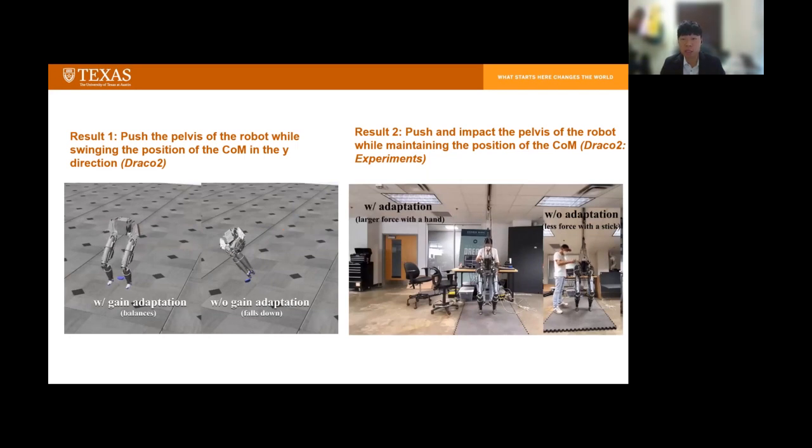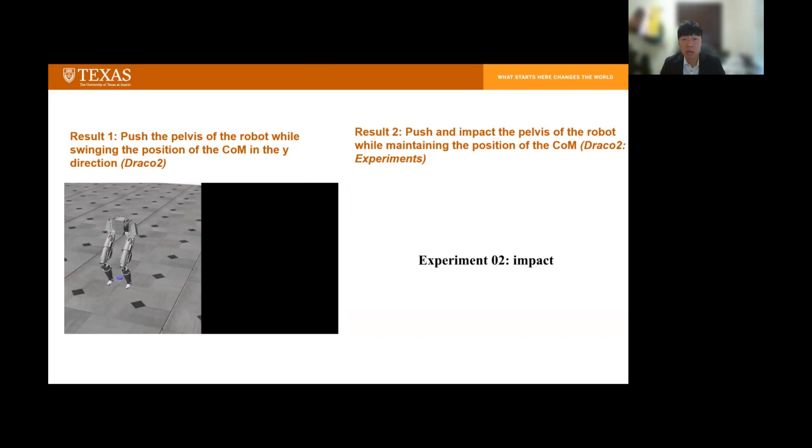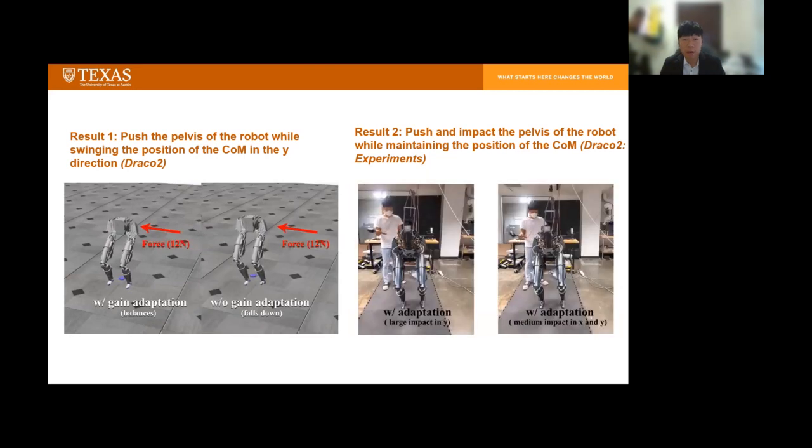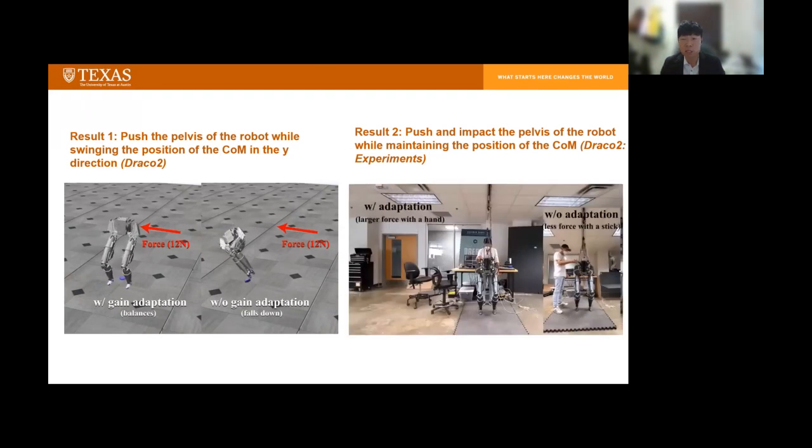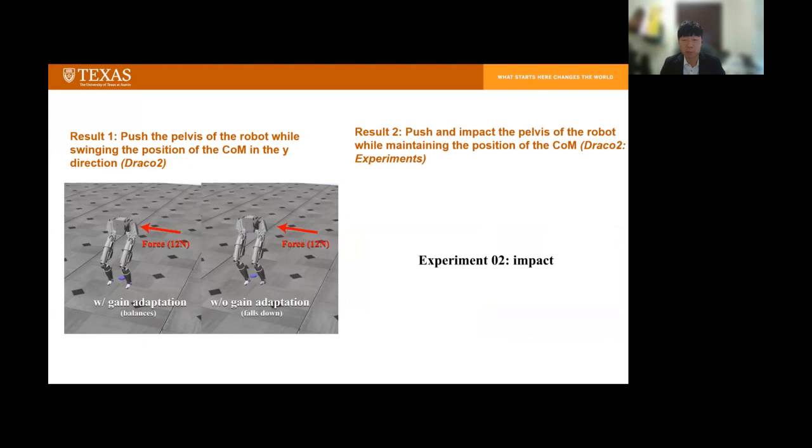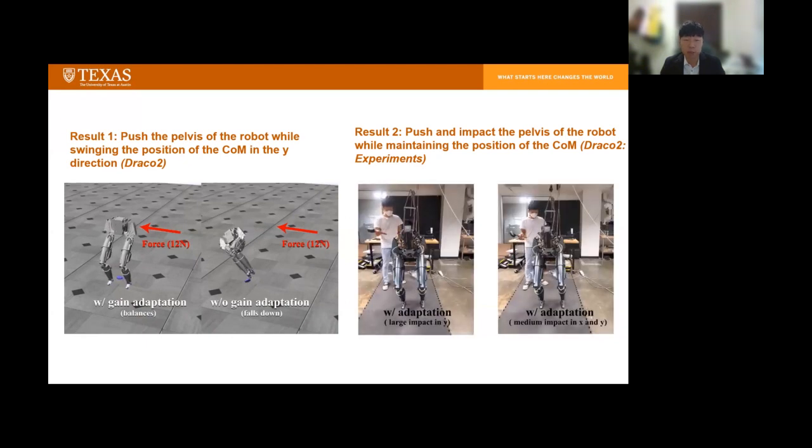Secondly, we demonstrate a real hardware experiment. Our robot Draco 2 is a lightweight robot, so it is very challenging to keep the balance in double support phase, of course, while pushing the torso. The scenarios are keeping the balance under pushing and impact force in double support phase. We verify that with our adaptive gains, the robot becomes more robust in the real experiment as well.